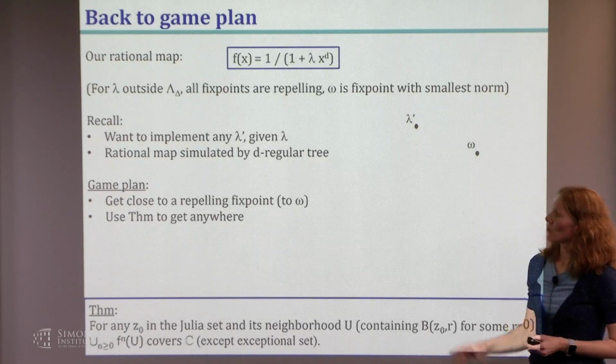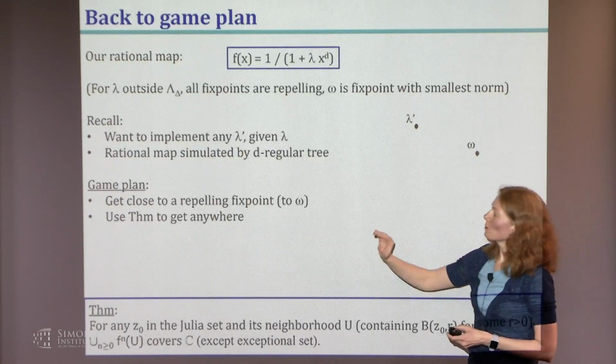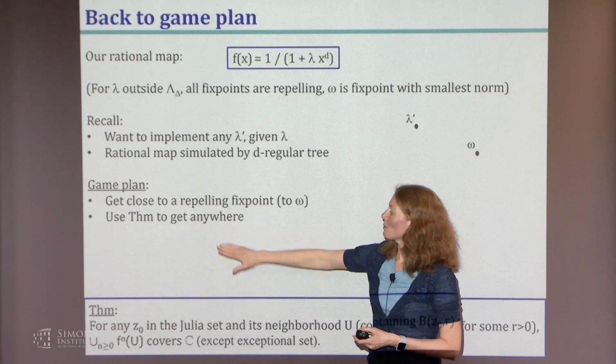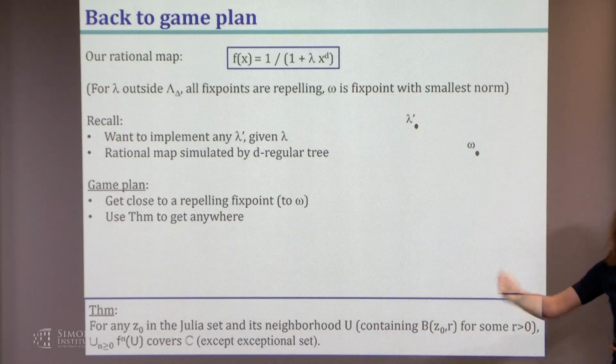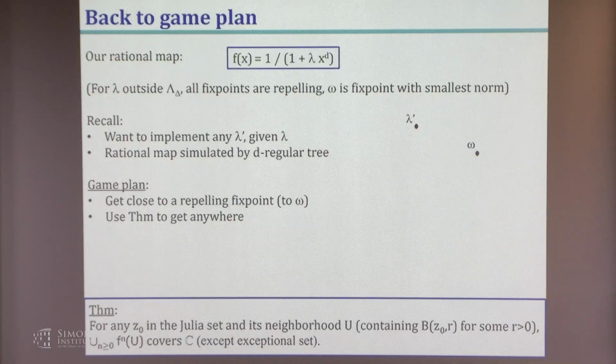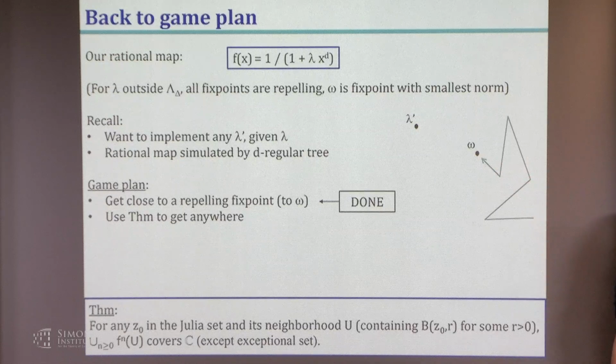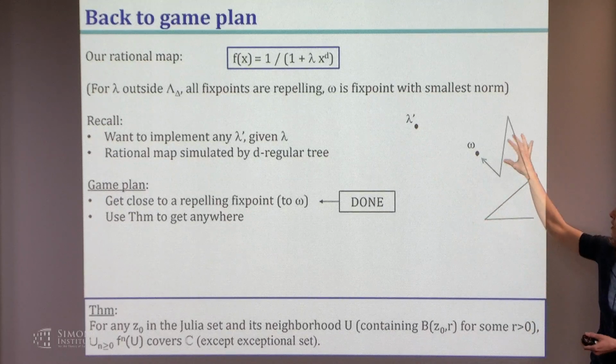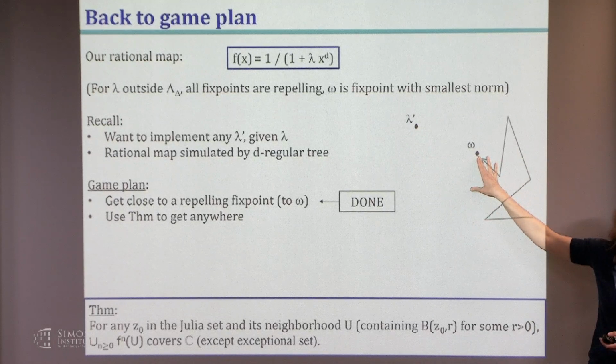So let's see. The game plan was we wanted to get close to a repelling fixed point, and then we wanted to use the Julia set theorem to get everywhere else. So what did we do? Well, we did get close to the repelling fixed point with the smallest norm. That's a check mark, but we really wanted to get here. Okay, so this is some kind of a Fibonacci tree-like construction that gets me here.